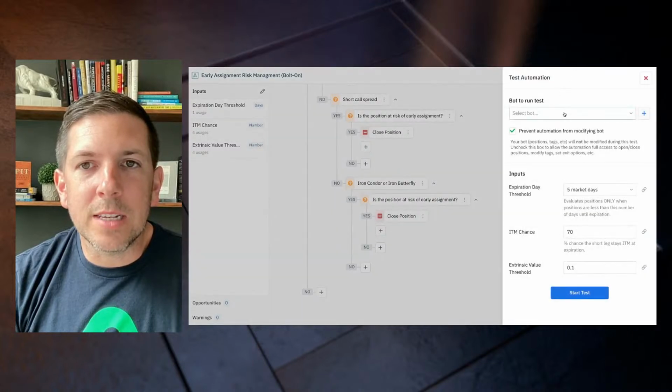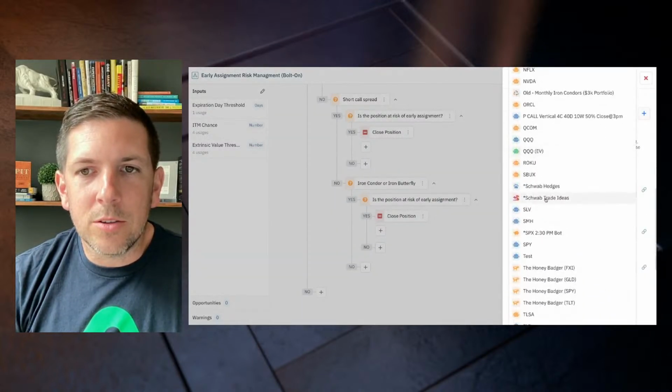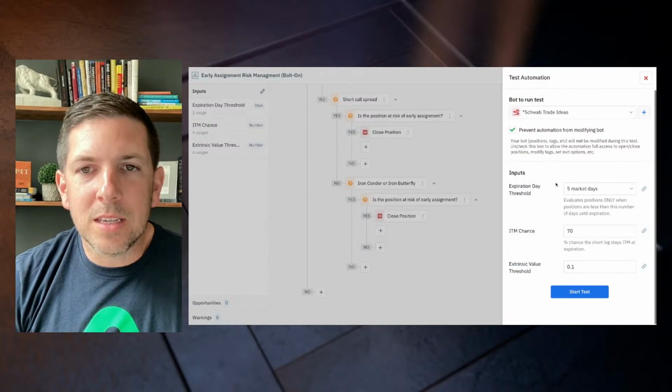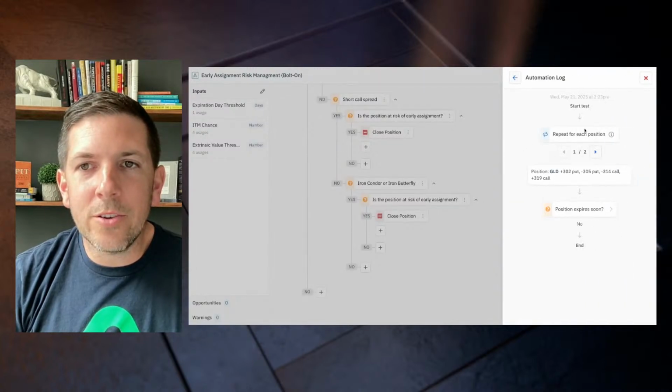You can obviously run tests on these if you wanted to. So let's do a test on this one. I'll do this one because I know it's got a couple bots in there. I'll use test inputs of 5 days, 70%, and 10 cents of threshold. Just start it and you can see what it's doing.